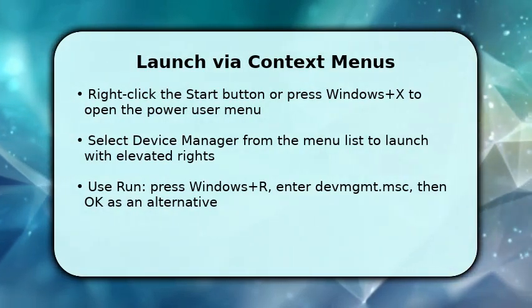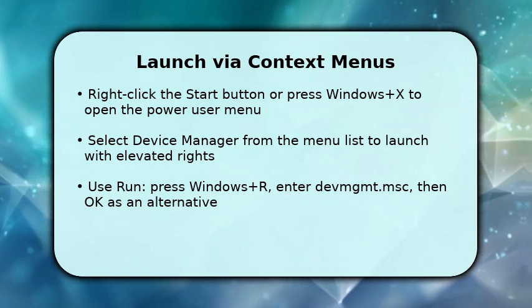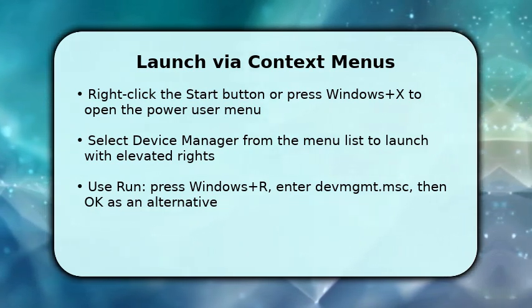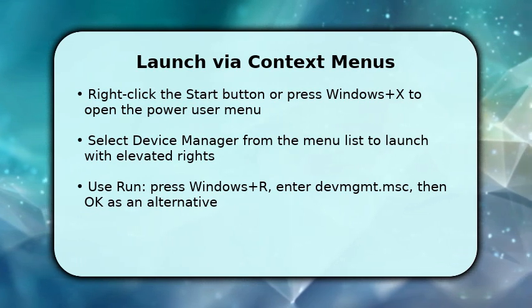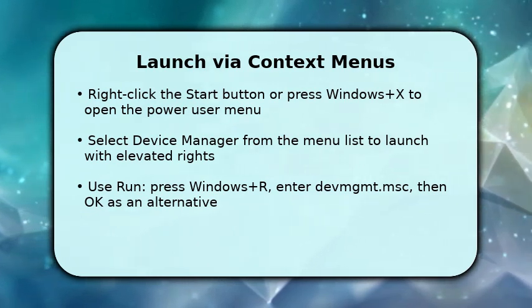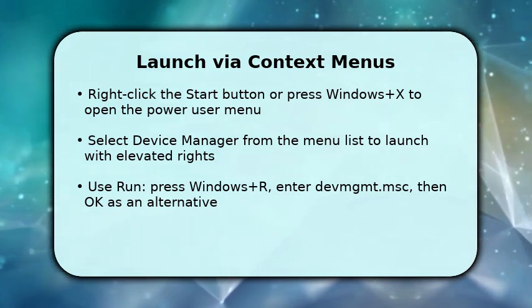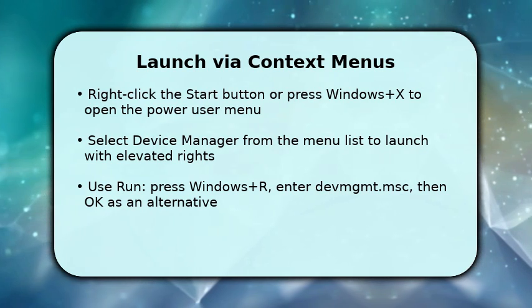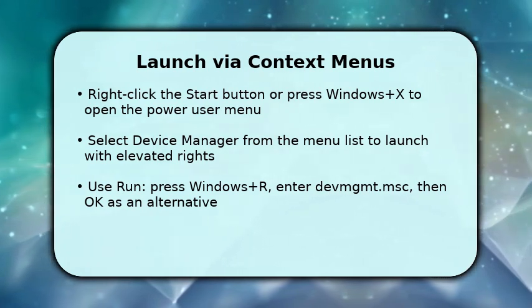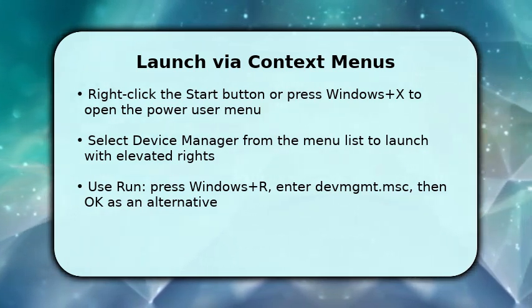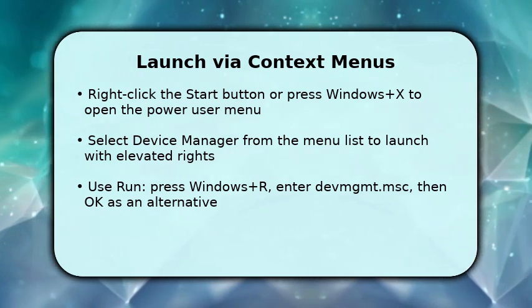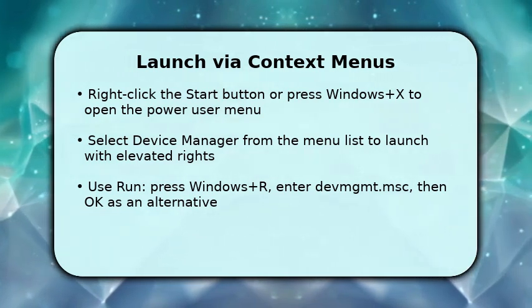Right-click Start or press Windows plus X to open the Power User menu, then choose Device Manager to run it directly. This method avoids extra clicks. Alternatively, press Windows plus R to open Run, type devmgmt.msc and press OK. That opens the same console immediately. These approaches are faster and more reliable than hunting through settings. Make sure you use the admin account if prompted for consent.